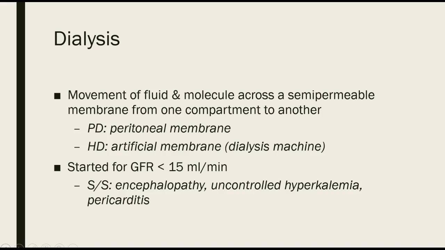One of the big treatment options for end-stage renal disease is dialysis. And dialysis uses the principles of movement of fluid and molecules across a semi-permeable membrane from one compartment to another. So in peritoneal dialysis, this movement occurs through a peritoneal membrane. In hemodialysis, this movement occurs through an artificial membrane, which is typically the dialysis machine.